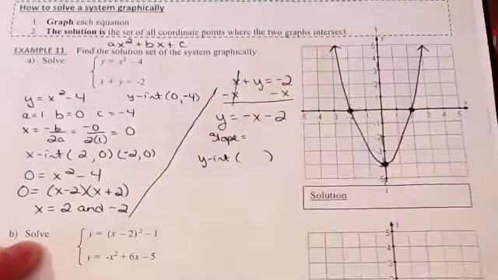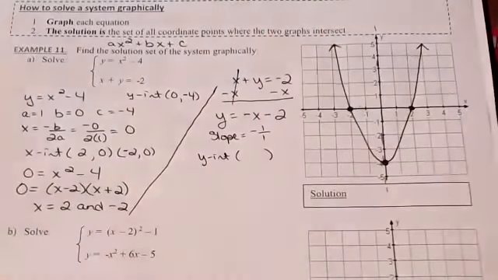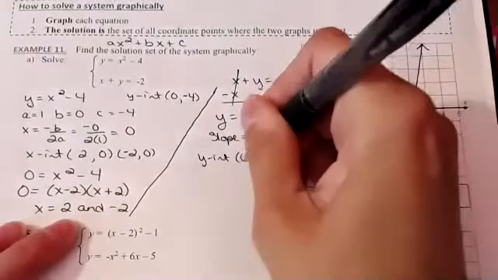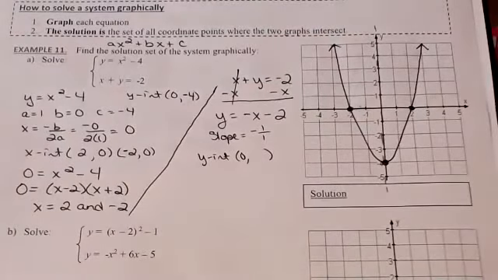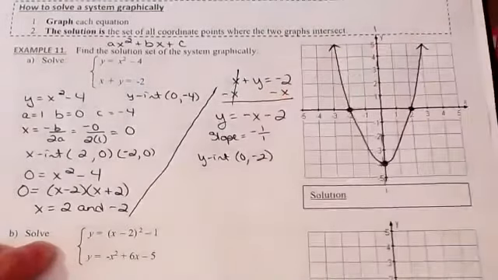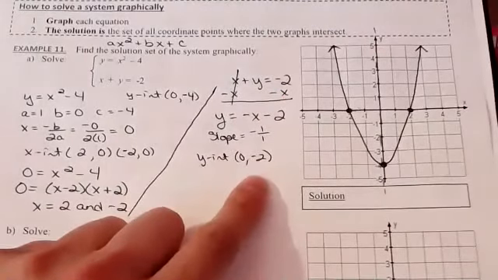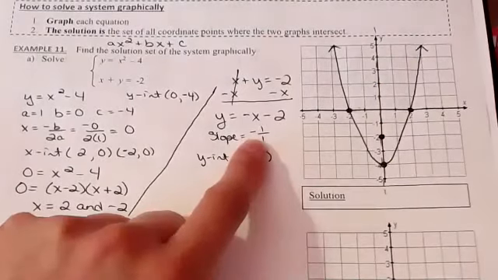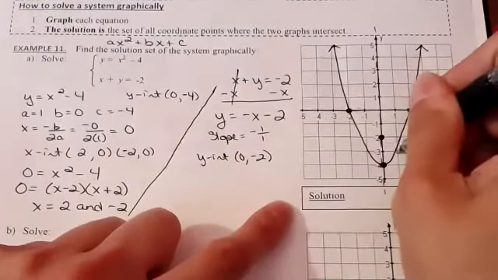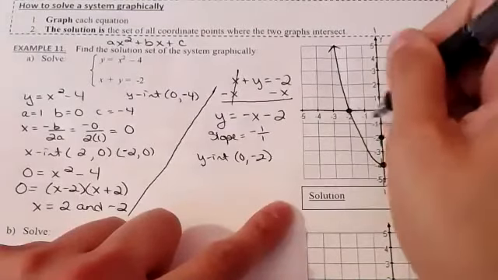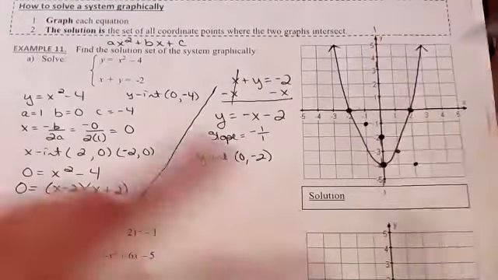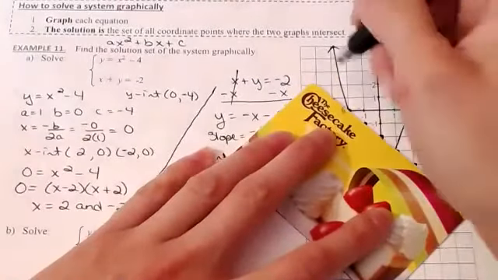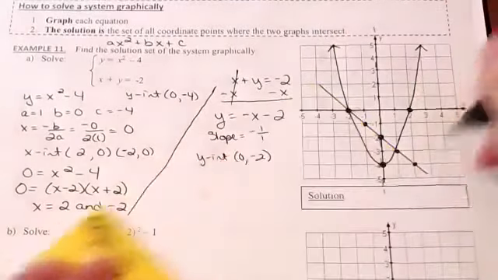Slope is -1. Yes, score. I'm going to write that -1/1. That way it's a fraction. And what is your y-intercept? 0, -2. Yeah, score. 0, -2. So let's go ahead and plot the y-intercept, which is 0, -2. That's right here. And then we're going to apply the slope. The slope says fall 1, run 1. Fall 1, run 1. Let me go backwards. Okay, let's connect these with a straight edge and let's see what's happening.